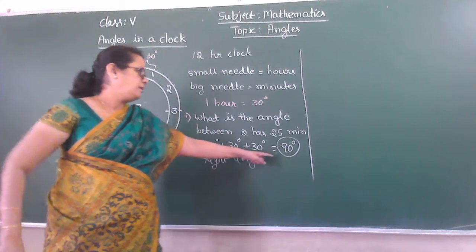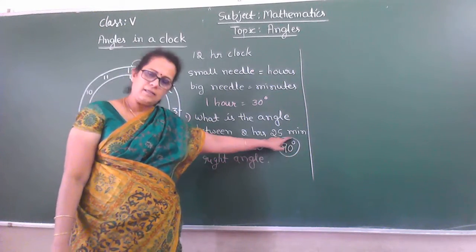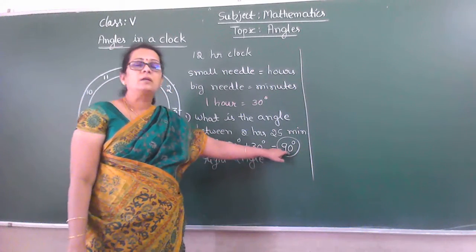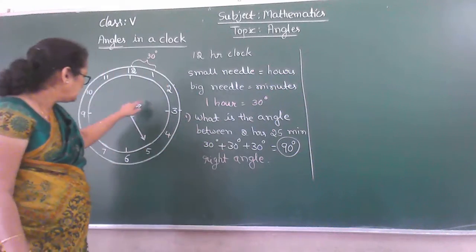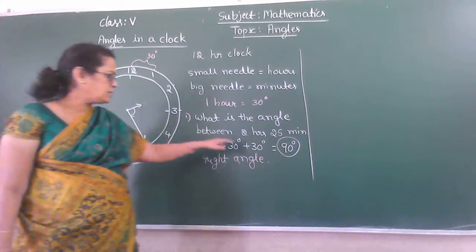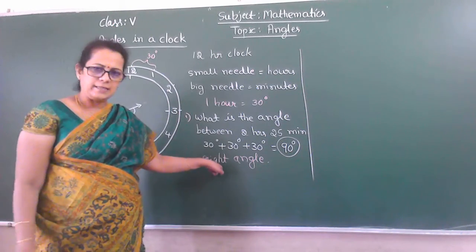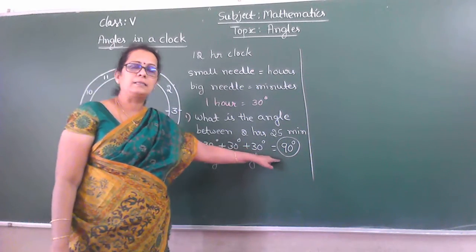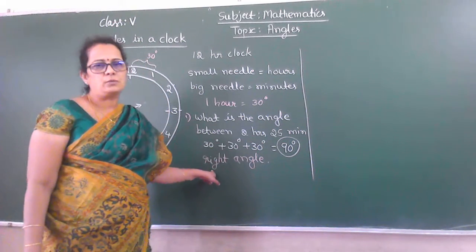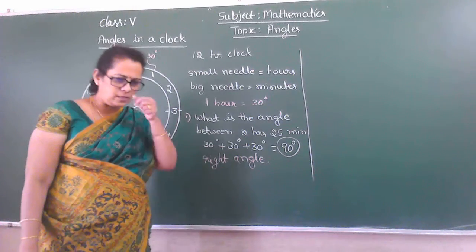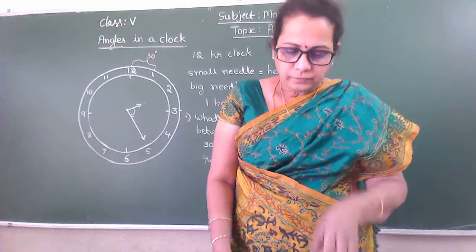After mentioning the degrees, you have to write which type of angle is this. Here the given is 90 degree. So as I explained in the last session, if the angle is exactly measuring 90 degree, then it is known as right angle. Okay children, now I will write one more clock.